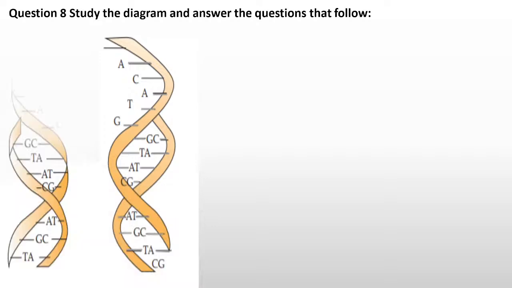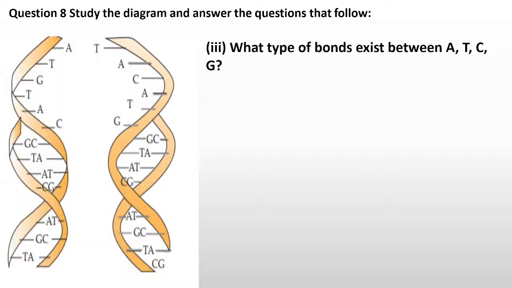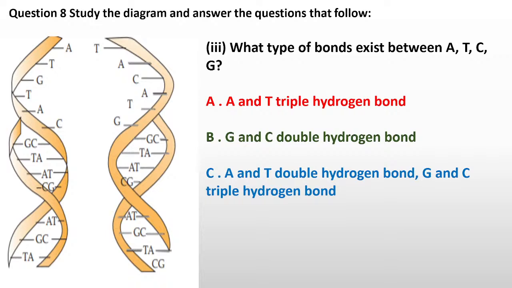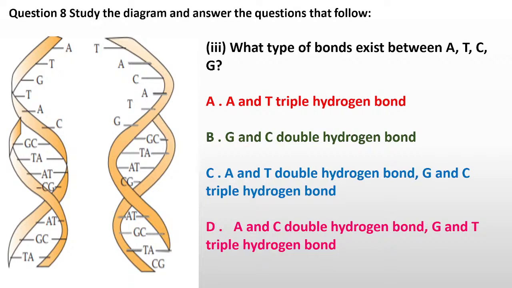Question 8. Study the diagram and answer the questions. Sub-question 3. What type of bonds exist between A, T, C, G? Your options are: A, A and T triple hydrogen bond, G and C double hydrogen bond. B, A and T double hydrogen bond, G and C triple hydrogen bond. C, A and C double hydrogen bond, G and T triple hydrogen bond. So what type of bonds exist between A, T, C, G?